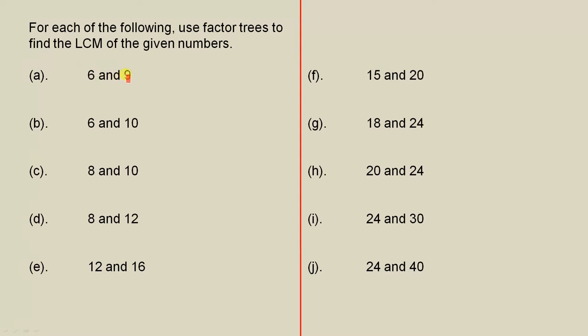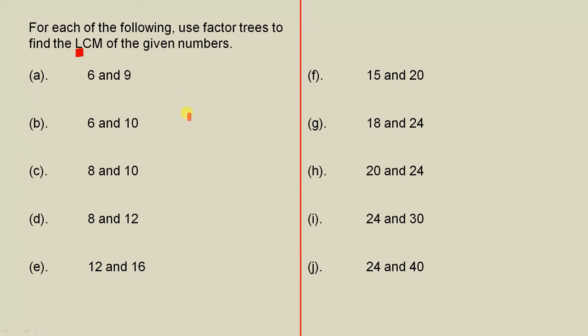What that means is we need a number that is the lowest number, because L means lowest. The lowest number that 6 and 9 will divide into evenly. So 6 divides into the LCM evenly, no remainder. 9 divides into the LCM evenly with no remainder.